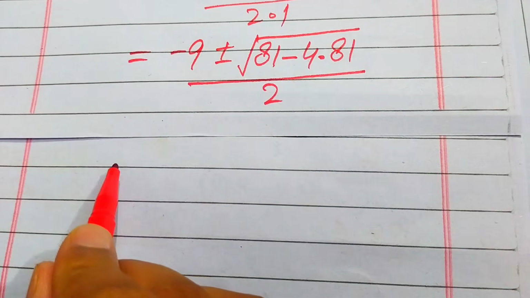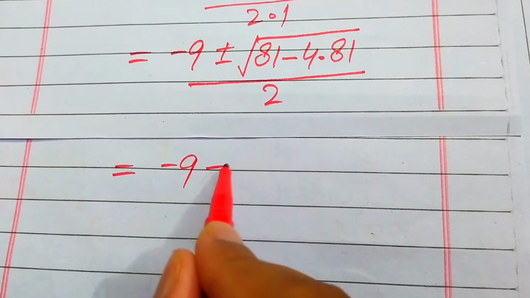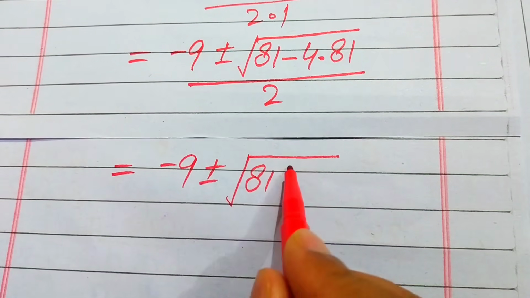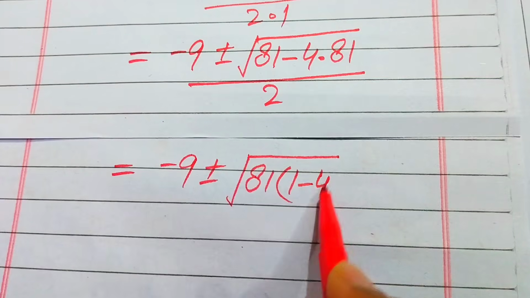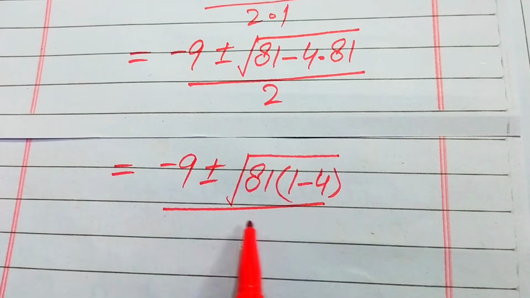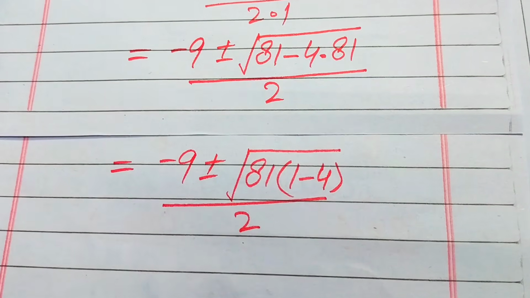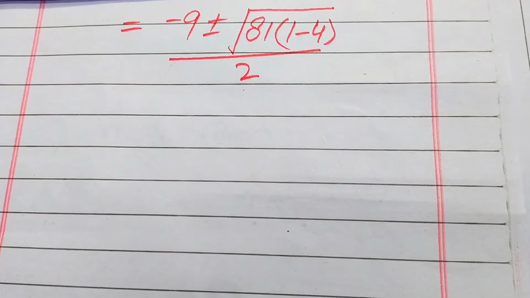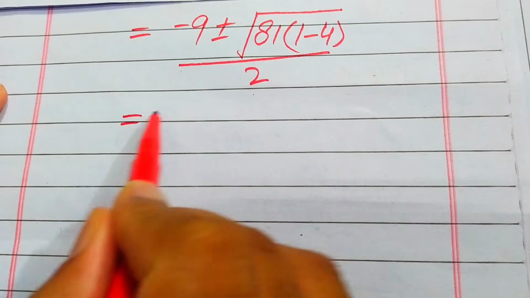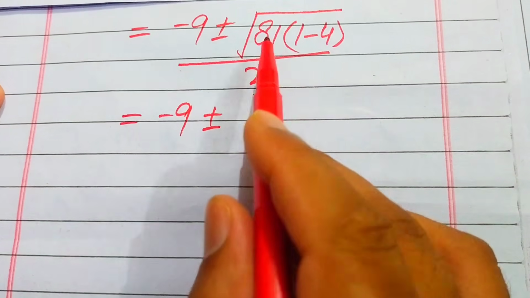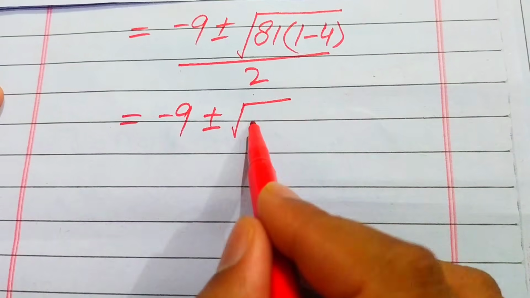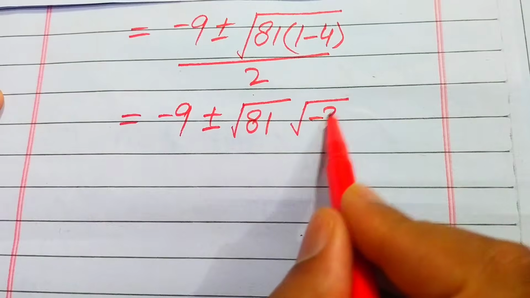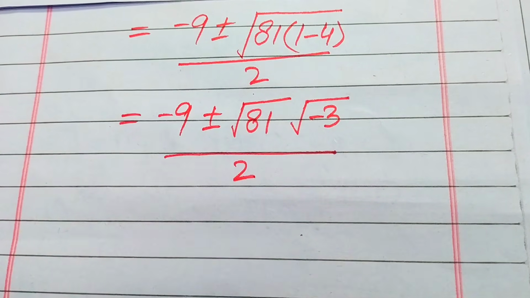Further in the next step we need more simplification, and we have minus 9 plus minus. You see that inside the square root sign we have 81 as a common term. After taking 81 common, the remaining values are 1 minus 4, divided by 2. Further, it will be written in this form: minus 9 plus minus. Here we apply the square root separately on both of these values, and it becomes square root of 81 into 1 minus 4, divided by 2.